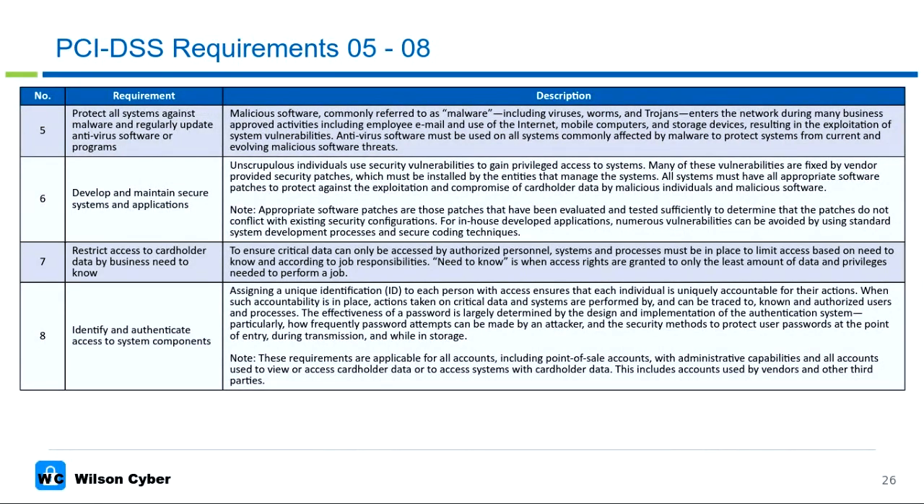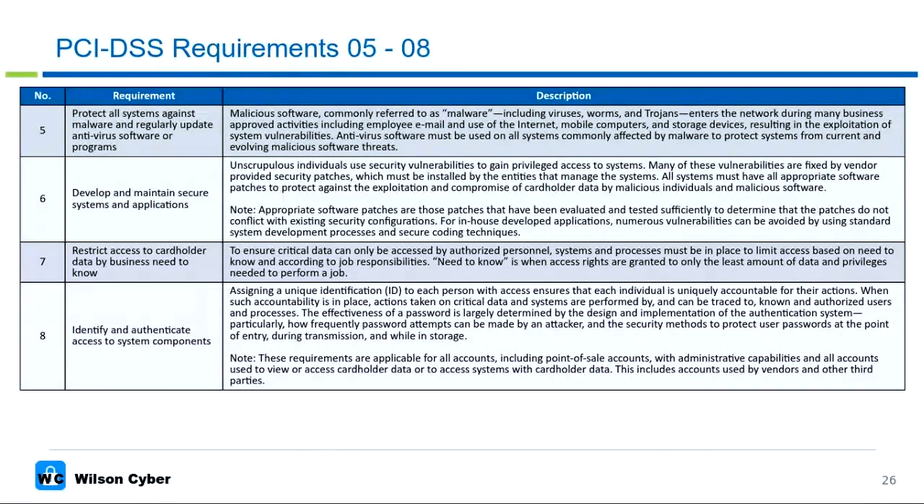Requirement 7, restrict access to cardholder data by business need to know. To ensure critical data can only be accessed by authorized personnel, systems and processes must be in place to limit access based on the need to know and according to job responsibilities. Need to know is when access rights are granted only to the least amount of data and privileges needed to perform a job.